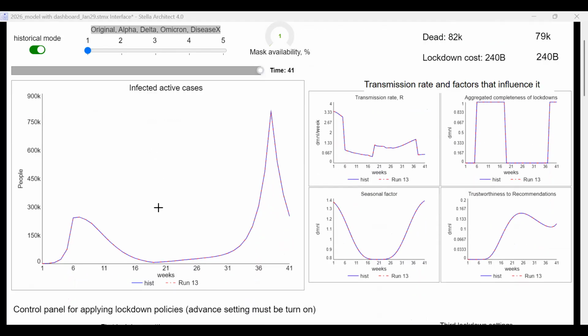So I'll quickly walk you through graphs. The left one is very well known. It's infected active cases, so number of people per week. You see here, from the 1st to 41st week. And on the right side, you see 4 supportive graphs: transmission rate, the famous R number, which was usually shown on BBC. And then we have seasonal factor. This is when infection goes down during summer months. Then the completeness of lockdowns, which we'll be working on later on, and the trustworthiness to recommendation.